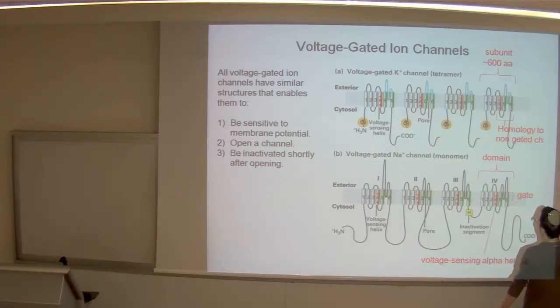One thing to mention is that there is a high degree of homology between the 4th, 5th, and 6th segments and the non-gated channels from previous points. And that makes sense in the sense that the non-gated channels have no inactivation domain. Actually, they have homology with the 4th alpha helix, which is the voltage sensor, but it's not a voltage sensor in the non-gated channels.